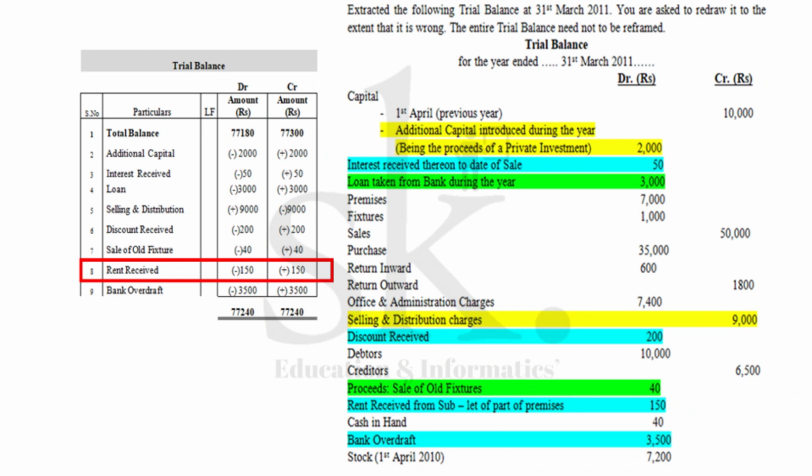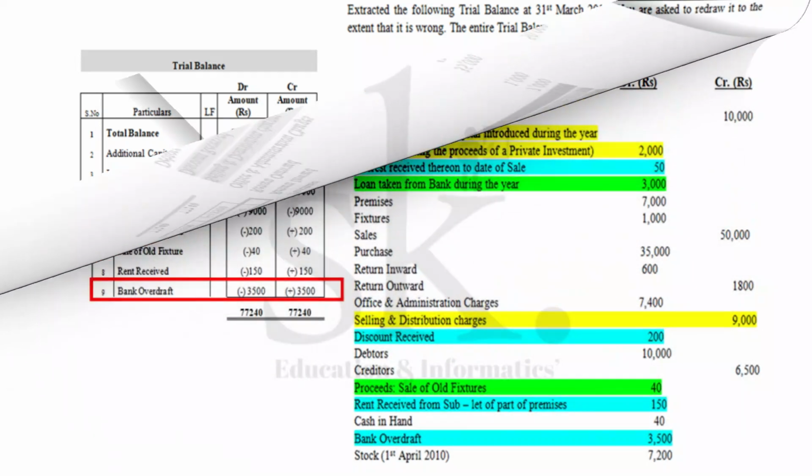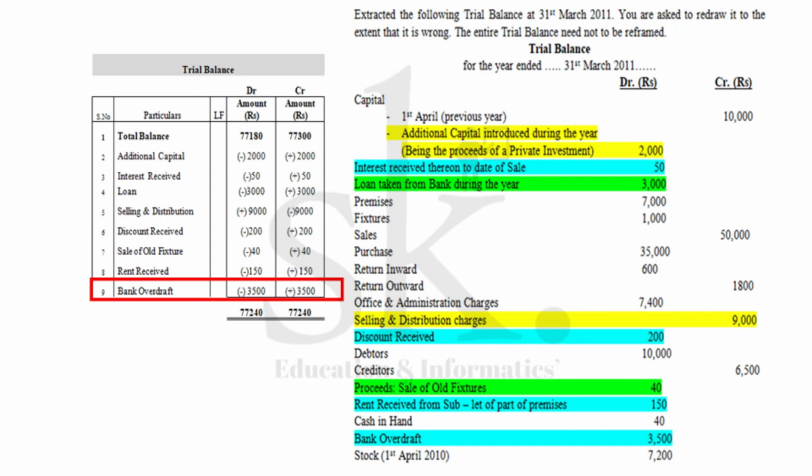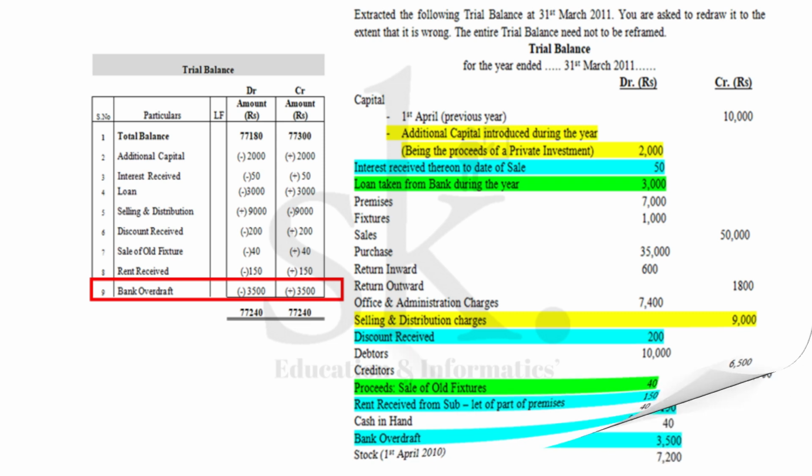Similarly, rent received from subtenants or sublets as a part of the premises, of rupees 150, same treatment, being a part of income, has been recorded on the credit side as plus 150, and has been deducted from the total of the debit column in the trial balance. Lastly, bank overdraft, a similar case, has to be recorded on the credit side. So it has been recorded on the credit side by introducing plus 3,500 on the credit column, and we have deducted the amount from the debit column.